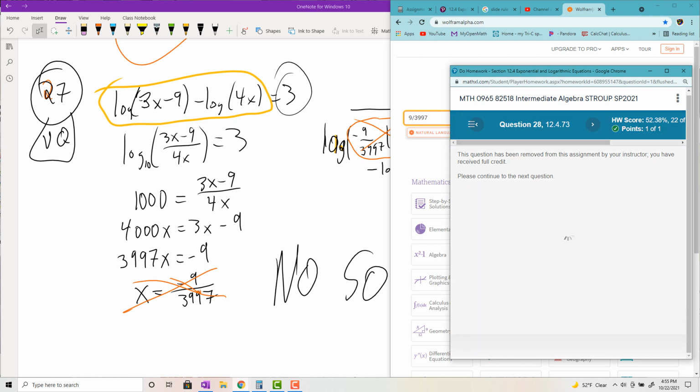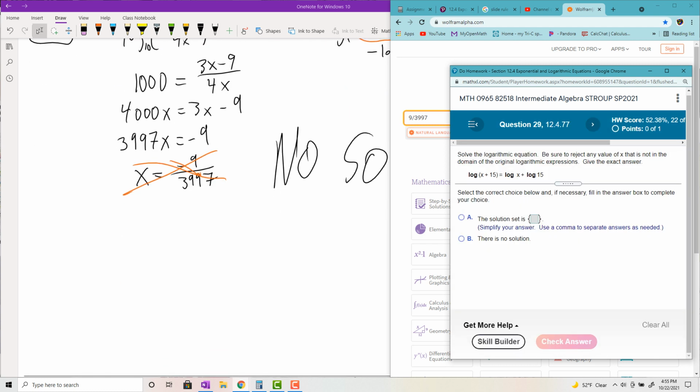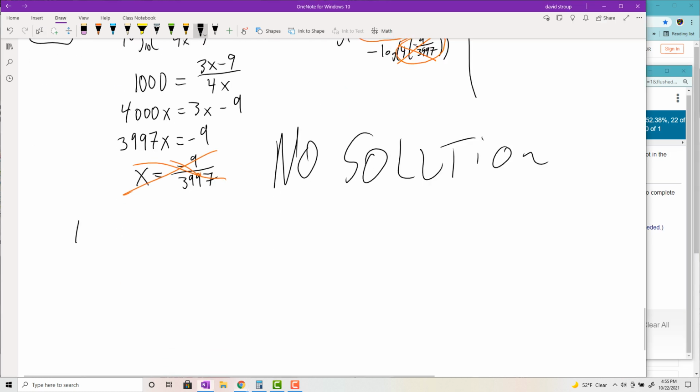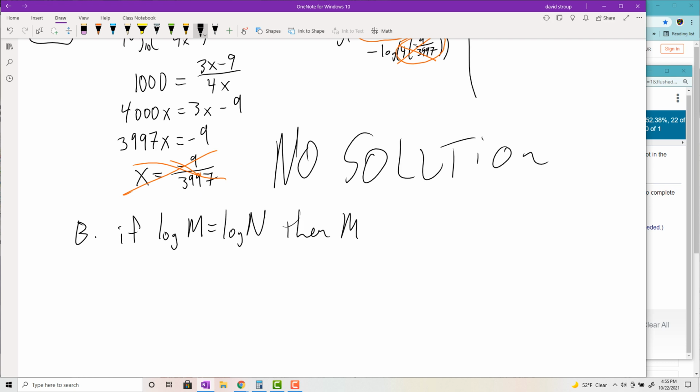Excellent. All right, the next kind of problem, you're going to use this other rule, and it's kind of like the first exponent rule we had. If you have log of m equaling log of n, then you can say m equals n. You just equate the guts of the logs. Okay, so let's try one or two.